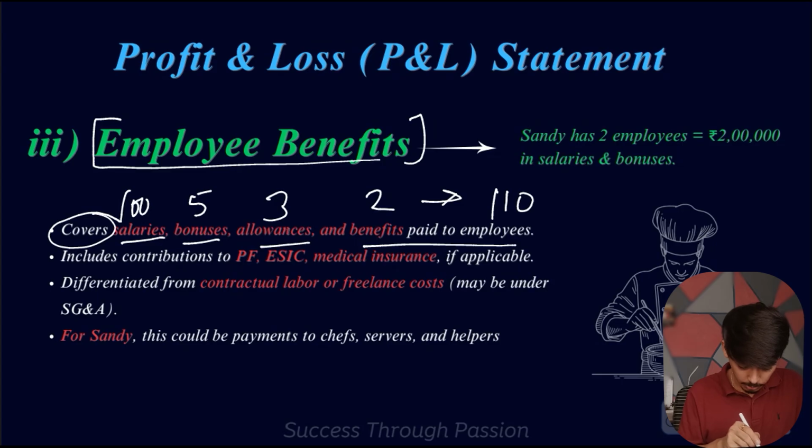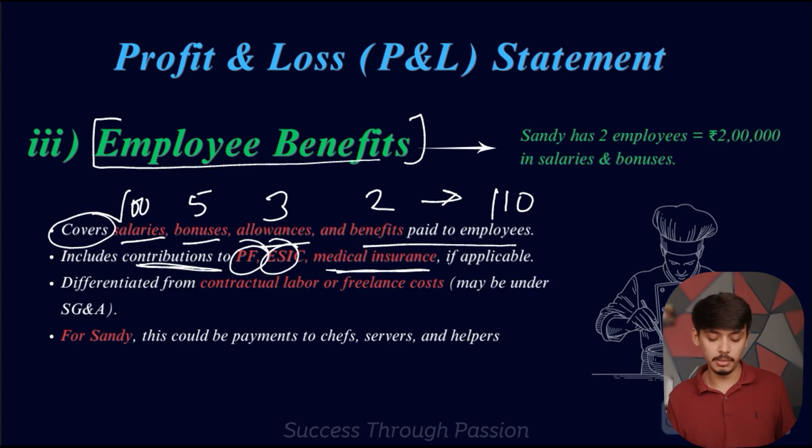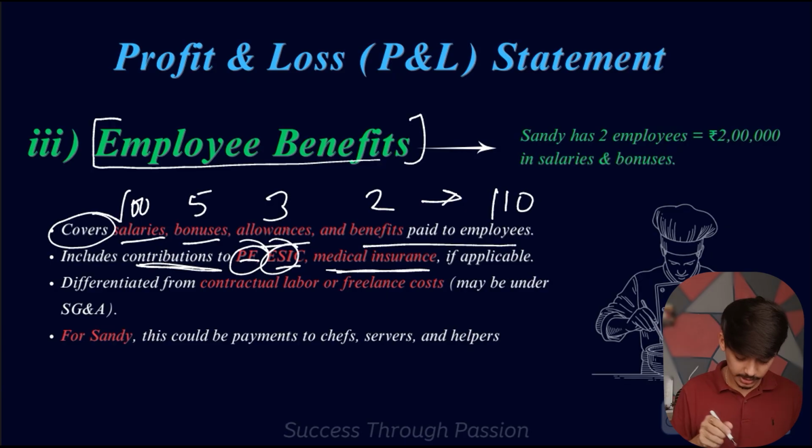Next, it includes contributions to PF, ESIC, and medical insurance if applicable. So as per law, if a business exceeds a certain number of employees, they have to compulsorily file for PF, then give ESIC, that is employee insurance, and finally medical insurance to all the employees. And the cost that is incurred toward all these will also be added to the employee benefits over here.